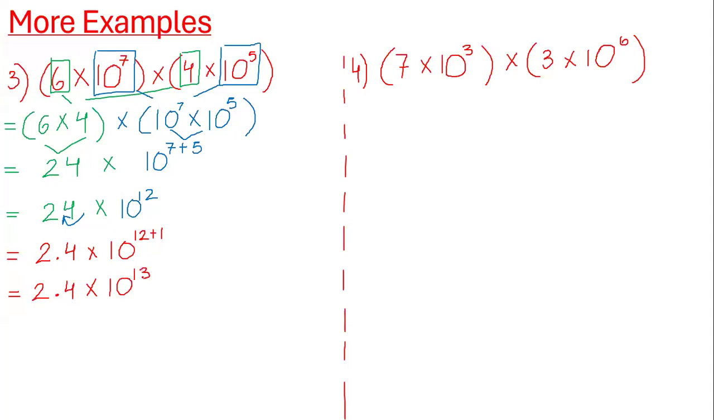How many persons had this before me? I did. Still working it out. 2.4 times 10 to the power of 13. Is this in scientific notation? Yes, sir. It is. Because our base is 10, we have an integer as the power, and we have a coefficient that's between 1 and 10. All right, and so we good.